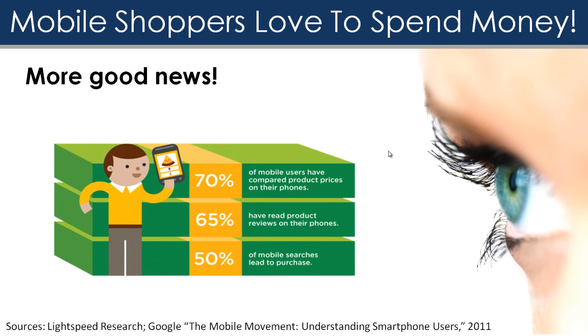Now, let's take a look at some more. 70% of mobile users have compared product prices on their phones. Again, think of the past statistics we just looked at. 50% of adults in 2011 were on smartphones, and now 70% of those people are comparing product prices on their phones. 70% of a 300 million person country, where 50% of the adults have smartphones. You're talking about droves of people, maybe over 100 million people.